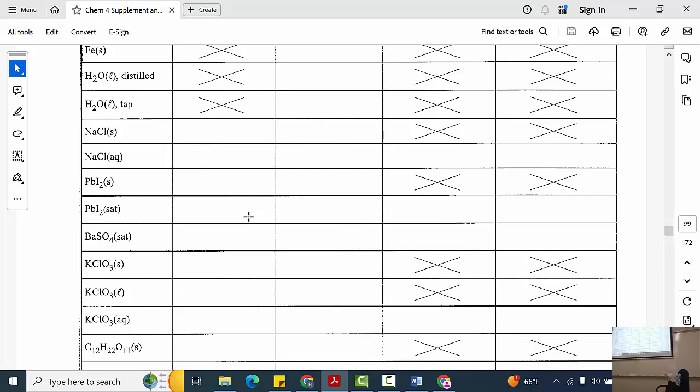We can make it aqueous. Lead 2 iodide is what we call insoluble, or very, very slightly soluble. Sodium chloride is highly soluble.